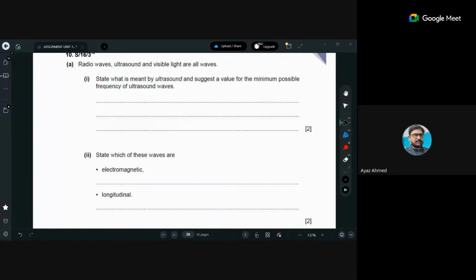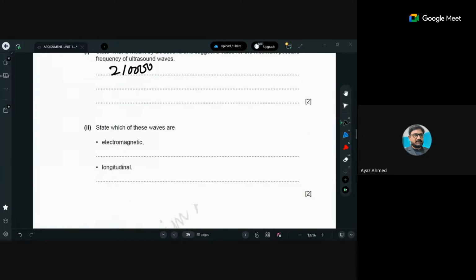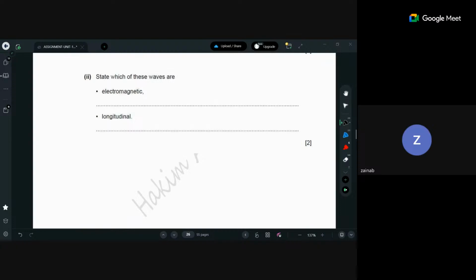20,000? Confirm? Like above 20,000? Yes, 20,000 and above. You can write either 21,000, right? Above 20,000. So that's the minimum possible frequency, right? Is it clear? Yes.